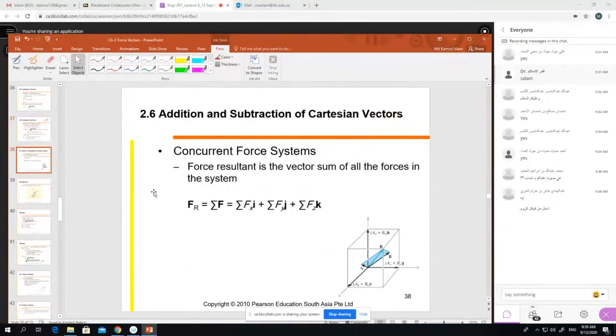So this was it. Now, if there is a force, a resultant force in a concurrent force system, the force resultant is the vector sum of all the forces in the system.